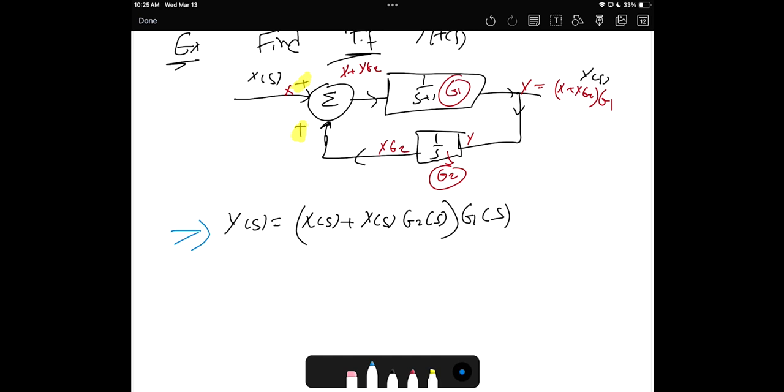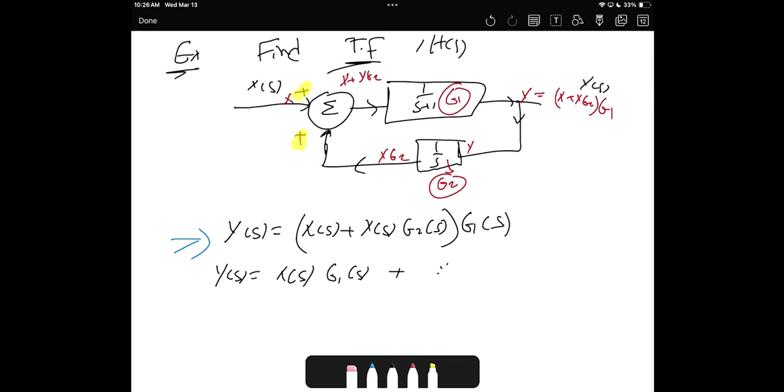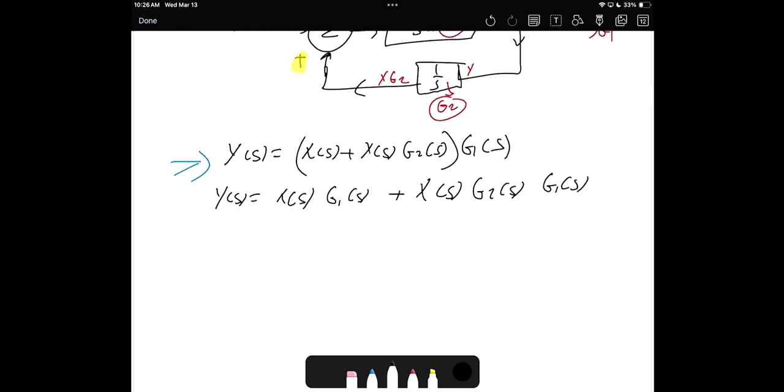Okay, now, we need to find the transfer function. So let's try to find the transfer function, then we can substitute g1 and g2. So to find the transfer function, y of s equals x of s, g1 of s plus y of s, g2 of s, g1 of s. So let's try to find the transfer function. Let's see, here this is 1. Okay, so it's 1.